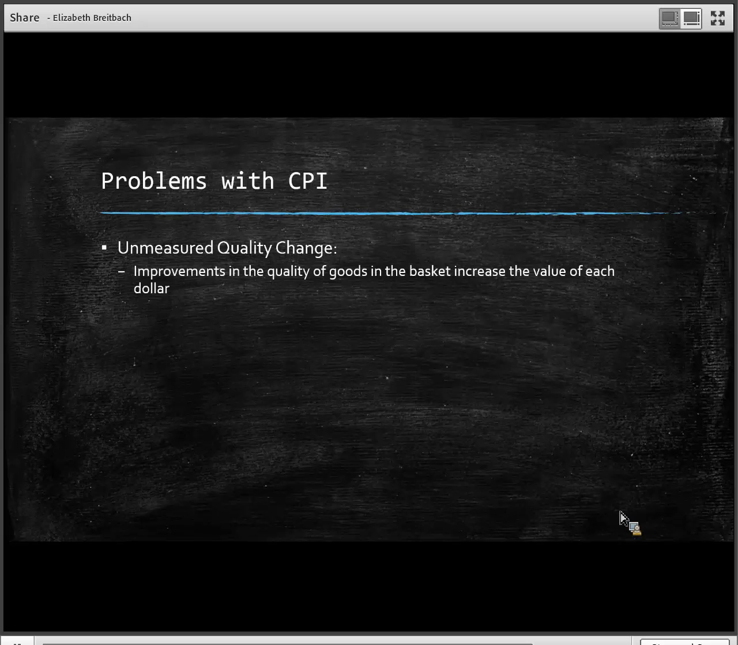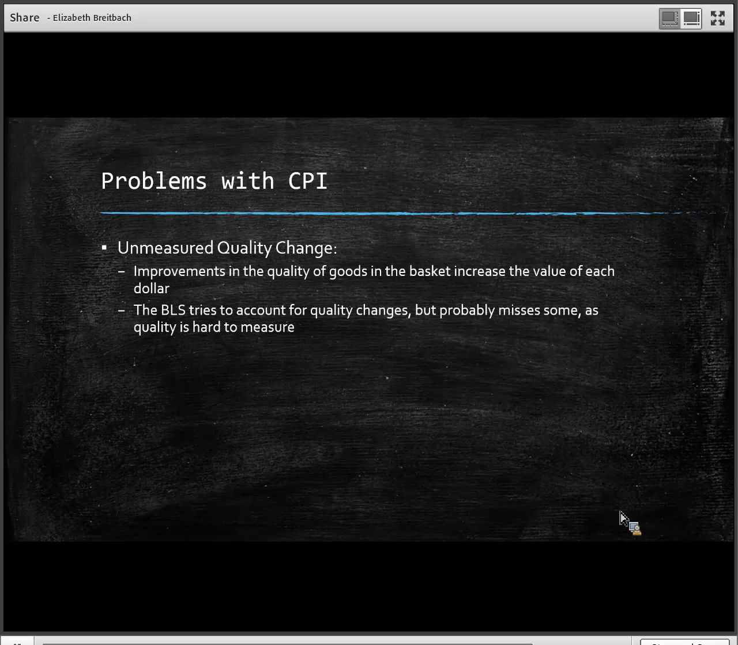And so quality is a very difficult piece to measure. The BLS does try to account for some quality changes, the fact that our computers today have much more capabilities than the ones in the 1980s, but they probably miss some because it is hard to measure quality. And so again, CPI is going to overstate the actual increase in the cost of living. Things are going to look more expensive, but they actually have better quality. And so CPI overstates the actual cost of living, overstating the inflation rate.